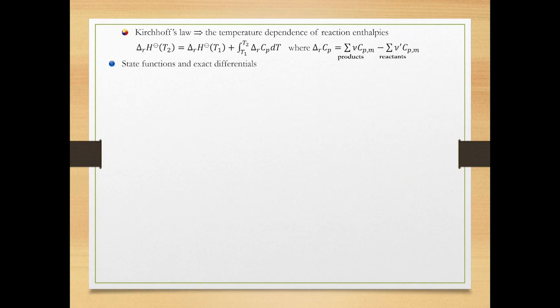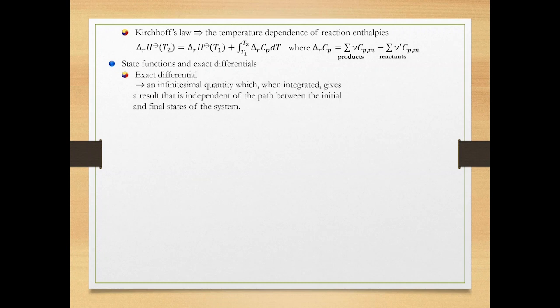The differentials of state functions are exact, which means an infinitesimal quantity which when integrated gives a result that is independent of the path between the initial and final states of the system. This allows us to determine the change of internal energy or any other state function at the variation of physical state of the system, which is represented by integral from initial state to final state dU, which is equal to U final minus U initial.